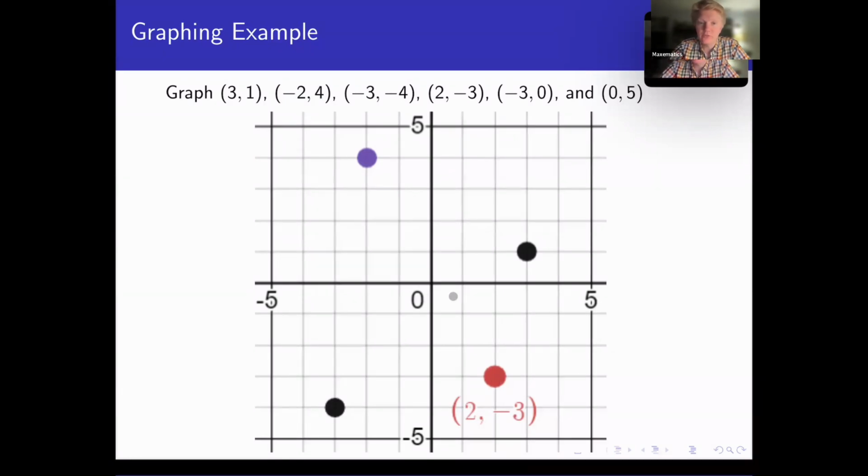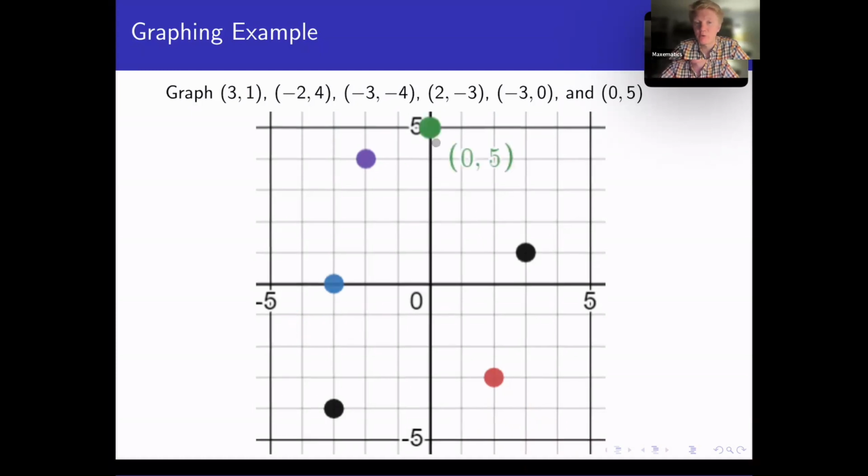Negative 3, 0 says we're going to go 3 units in the negative x direction, 1, 2, 3, and we're going to move 0 units up and down since we have negative 3, 0. 0, 5 says we're not going to move left or right at all, but then we're going to go up 1, 2, 3, 4, 5 points.